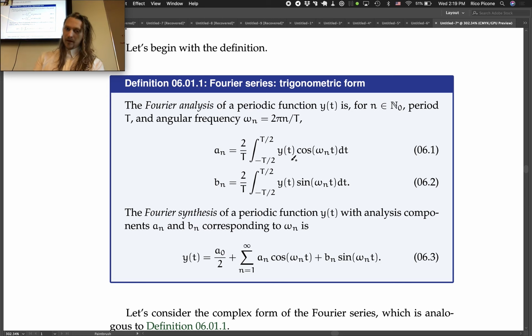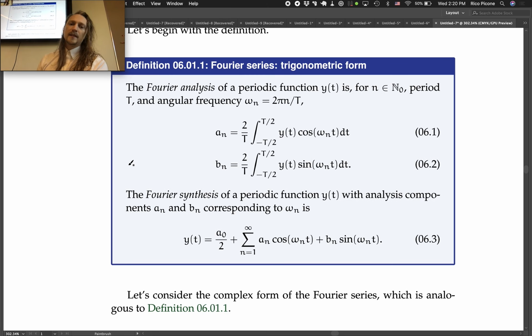So we integrate the function over a single period, multiplying the function in the integrand by cosine in the an case and sine in the bn case. You can actually take the integral over any period. The integral shown here is from negative period over 2 to positive period over 2.